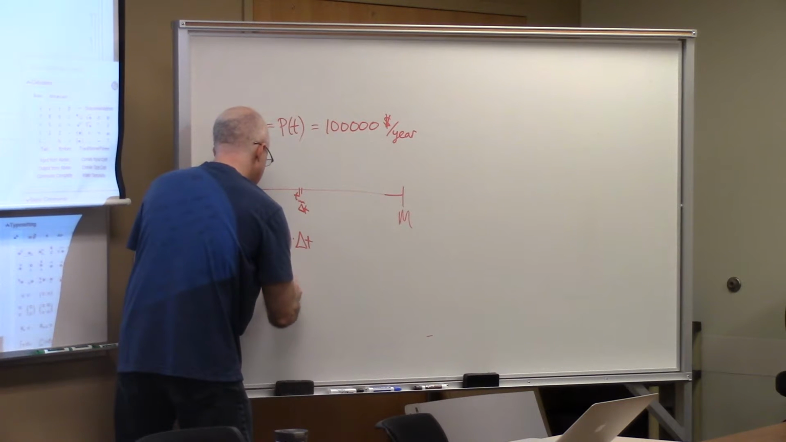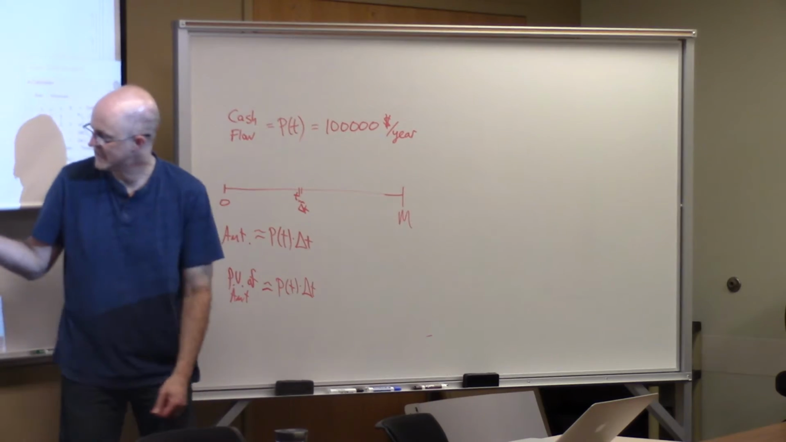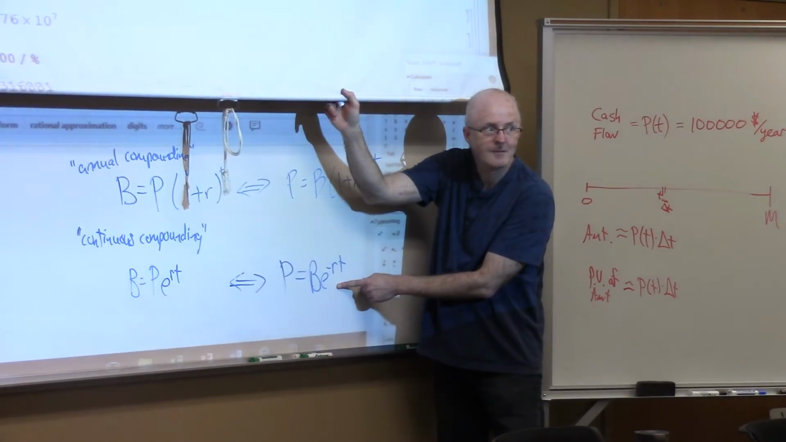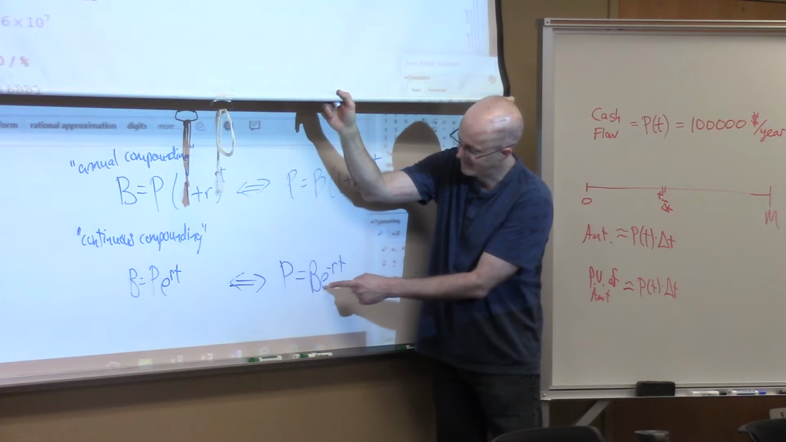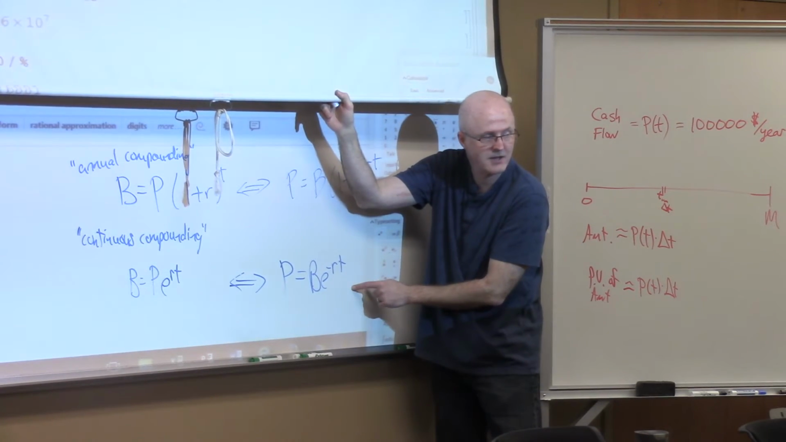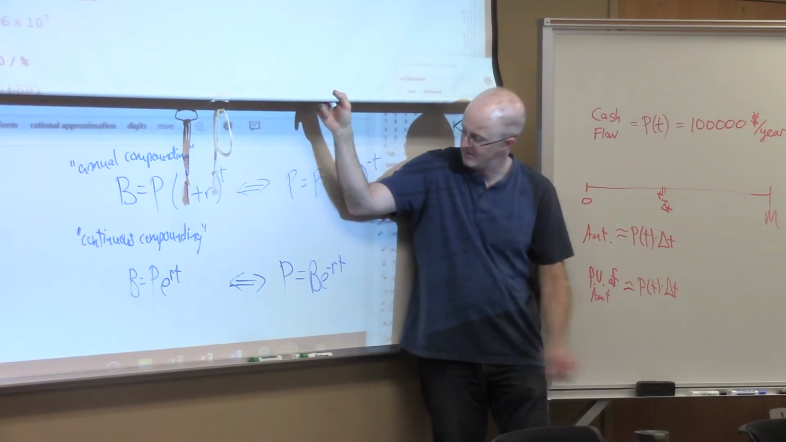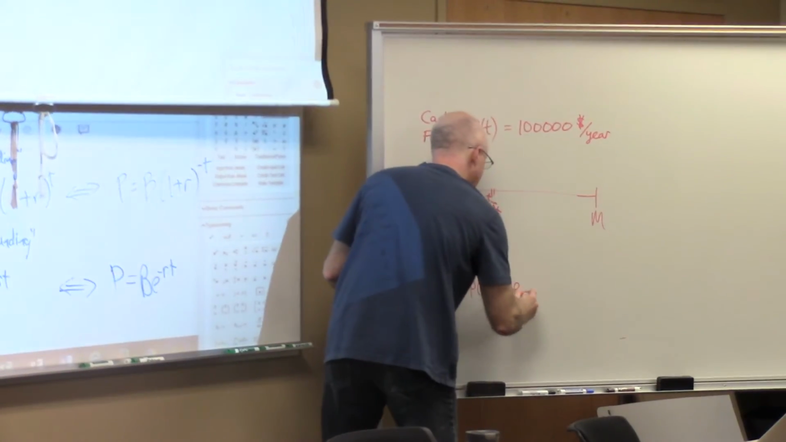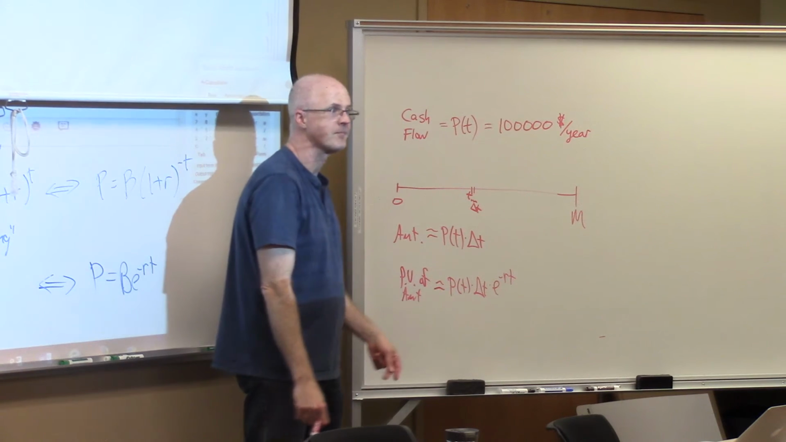Take that amount, P of t times delta t, and pull it back in time using this formula, because we are going to assume continuous compounding, which will make our integral easier to do. This one gives you present values, not future values. You just multiply it times e to the negative rt. That'll be the present value of that small amount.